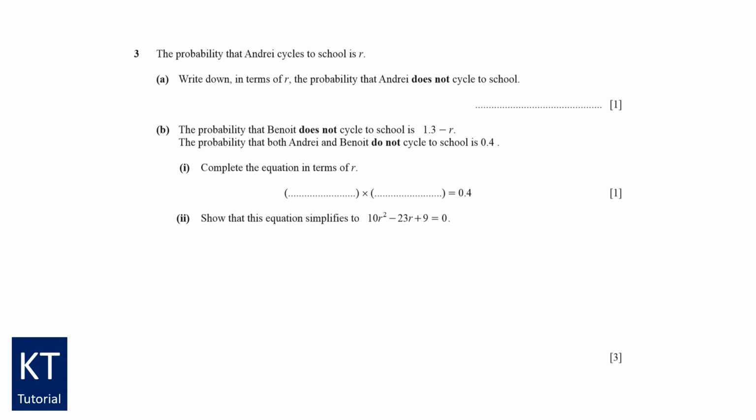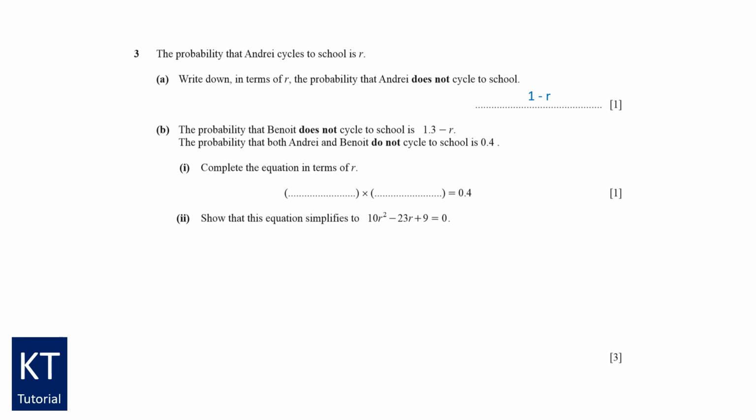Question 3. The probability that Andrea cycles to school is R. Write down in terms of R the probability that Andrea does not cycle to school. This probability is 1 minus R. Next, the probability that Benoit does not cycle to school is 1.3 minus R. The probability that both Andrea and Benoit do not cycle to school is 0.4.